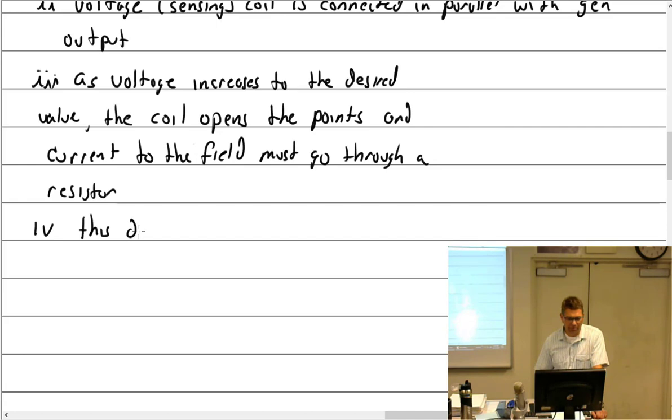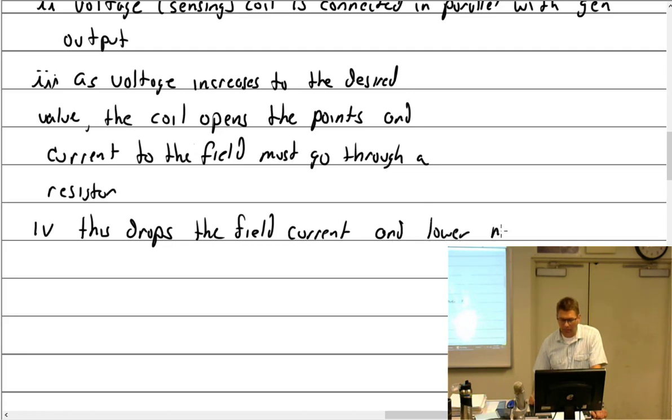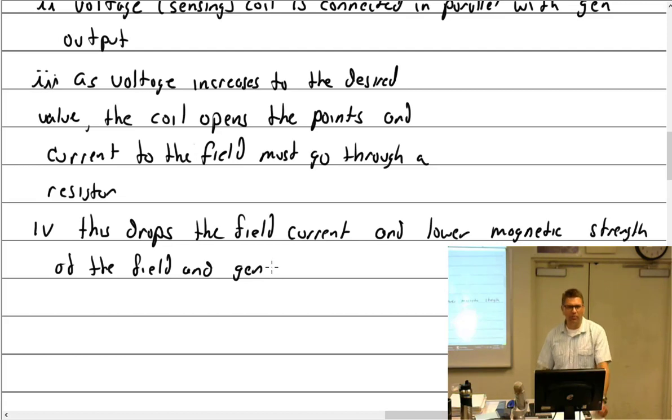This drops the field current and lowers the magnetic strength of the field, and the generator voltage drops. There we go.